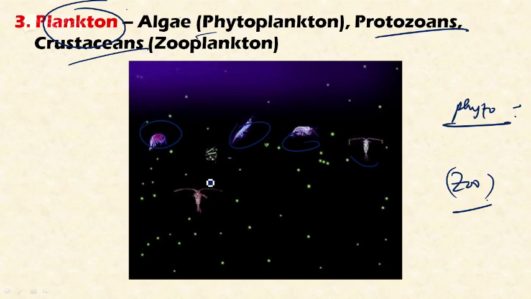The important characteristic of planktons is that they do not have locomotory power. That means they do not have the ability to move on their own. They have to depend on the water streams, the direction of the water stream. They move wherever the water moves. That is the basic concept here.